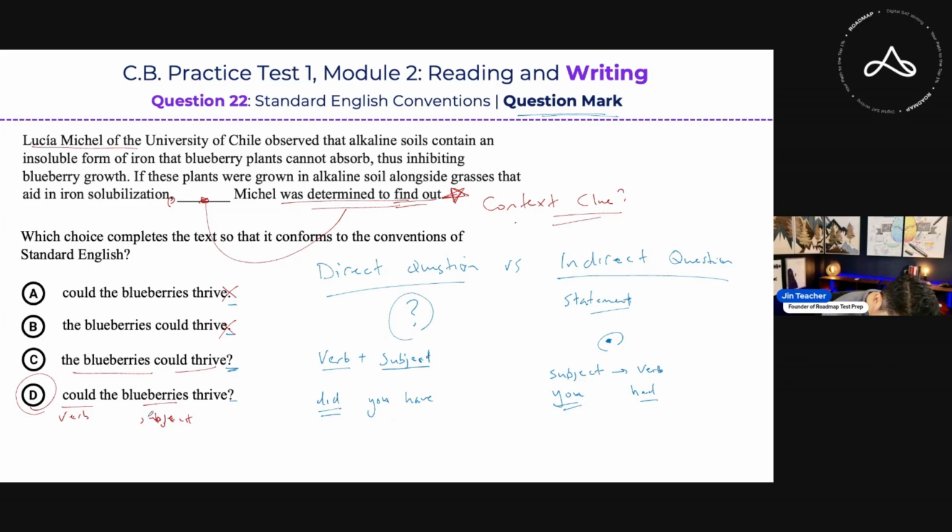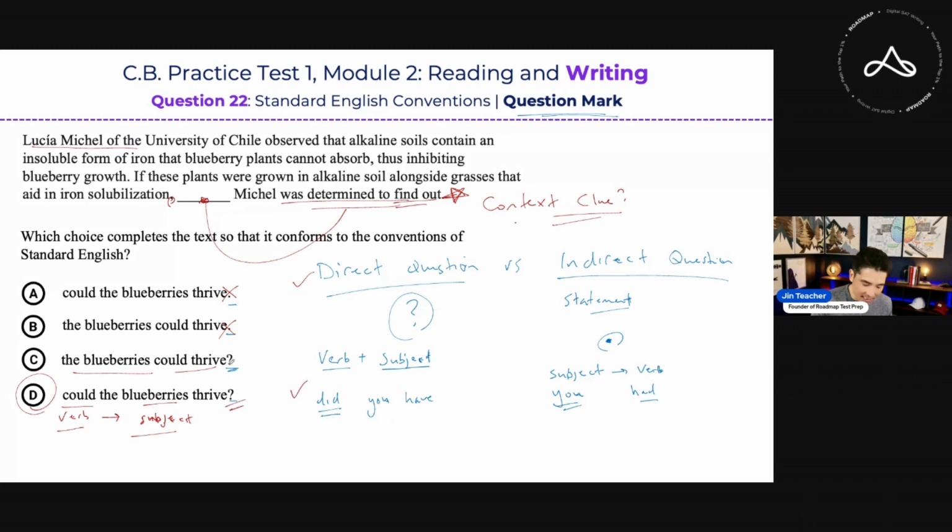My pen, my handwriting seems to be getting worse and worse as the class is going on. The subject comes after the verb, right? The verb could comes before the subject. And that's going to be correct for direct questions that end in question marks.